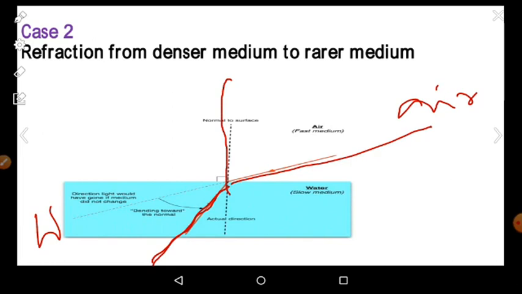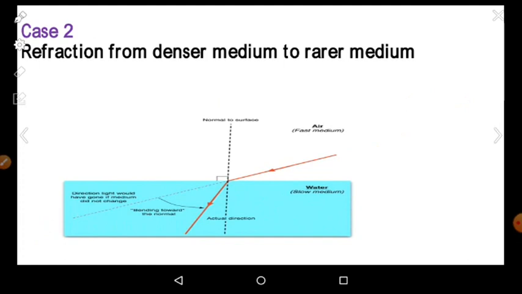In the previous case, light bends towards the normal, but this is the case where the light is traveling from denser medium to rarer medium. Light travels away from the normal. Here also we have two angles: angle of incidence between the normal and incident ray, and angle of refraction between the normal and refracted ray. In this case, angle of refraction is greater than angle of incidence.